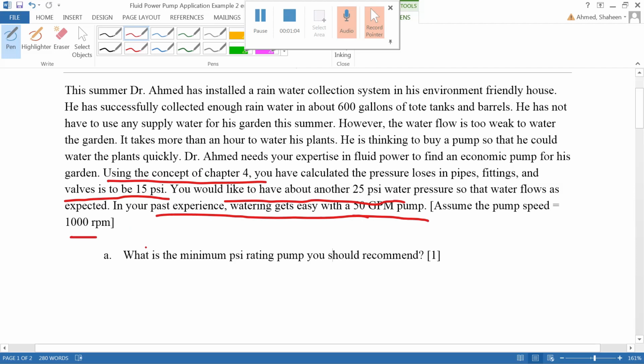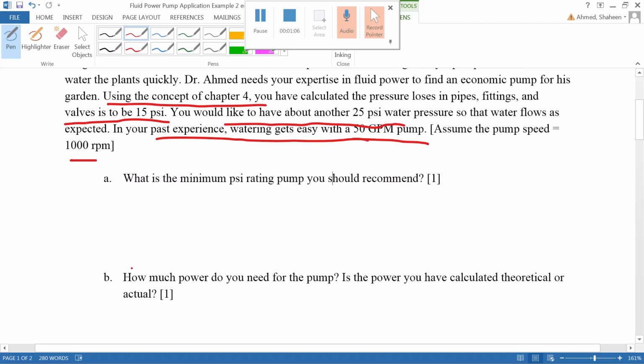Now here are the questions. What is the minimum psi rating? So total pressure, you got about 15 psi loss in the system, plus you need 25 psi available at the tip of the garden hose, which is about 40 psi. So that's question number 1.